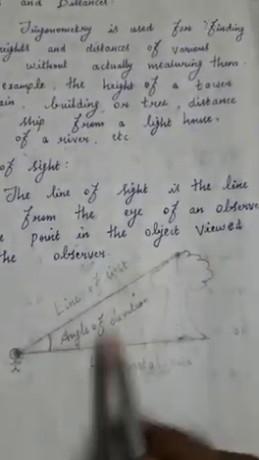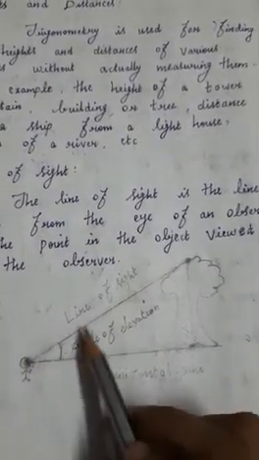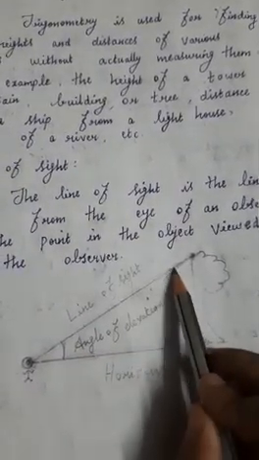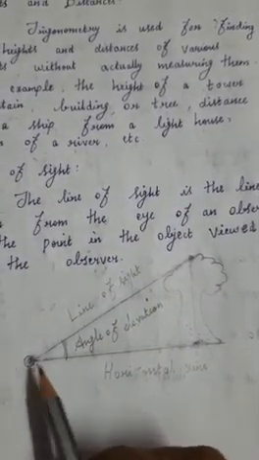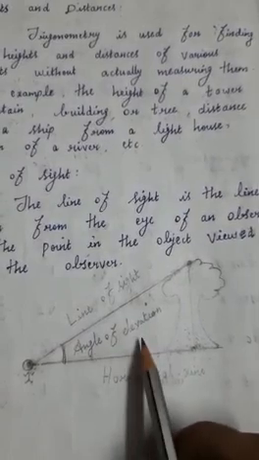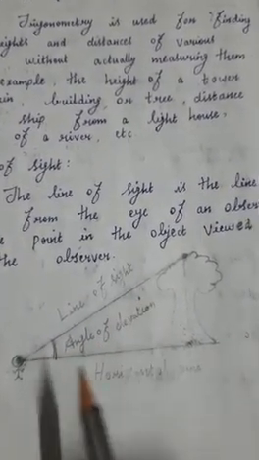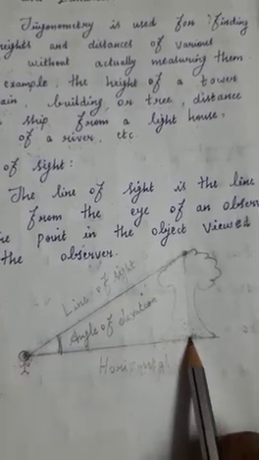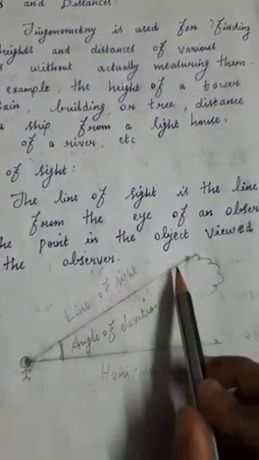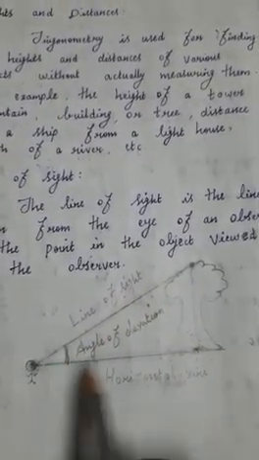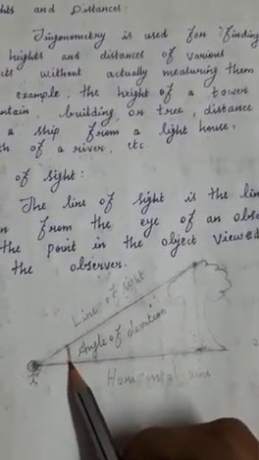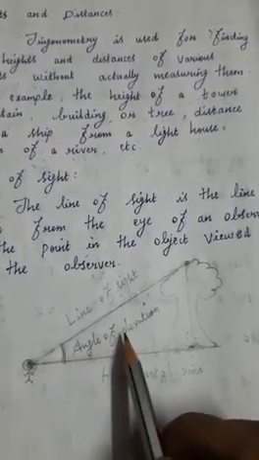Next, angle of elevation. We see this line of sight makes some angle with this horizontal line. This angle is called the angle of elevation. Did you understand or not? You know that this is the horizontal line when he looks straight. When he looks at the top of the tree, this is the line of sight. This line of sight makes an angle above the horizontal line. This angle is called the angle of elevation.